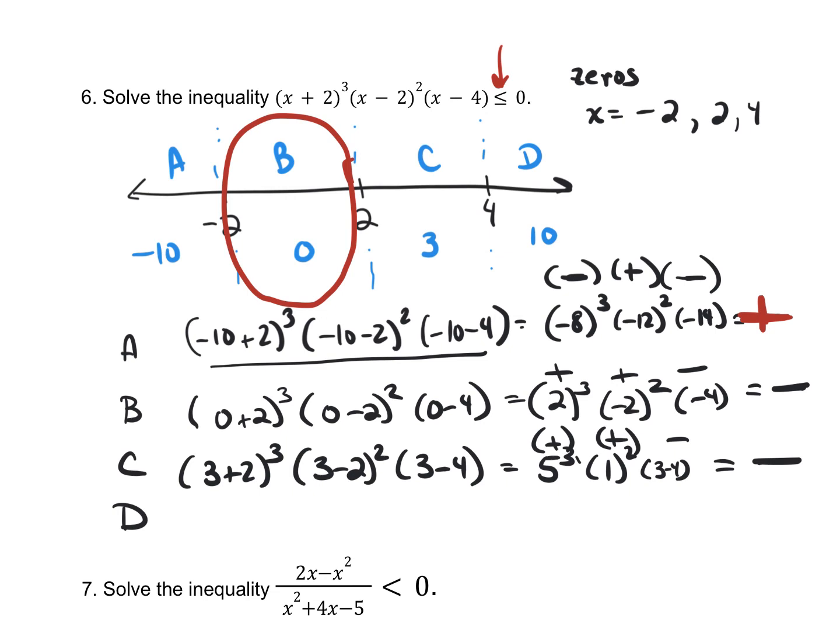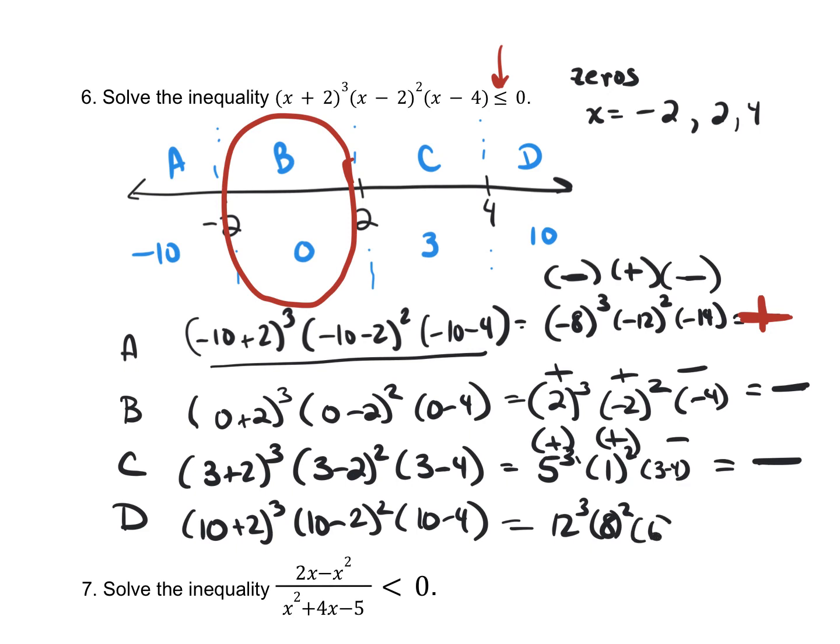And then region D, I'm going to plug in 10. 10 plus 2 cubed, 10 minus 2 squared, 10 minus 4. These are all positive. It's 12 cubed, which is positive. It's 8 squared, which is positive. It's 6, which is positive. So I get a positive, right?